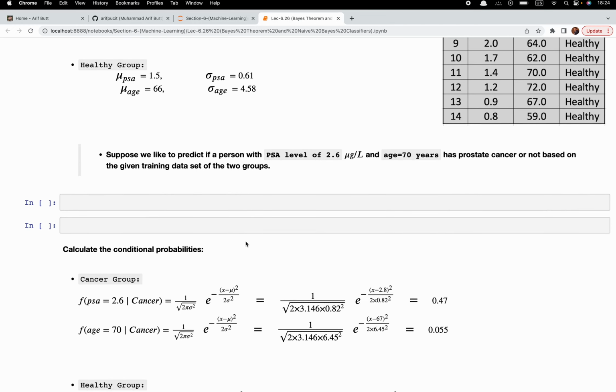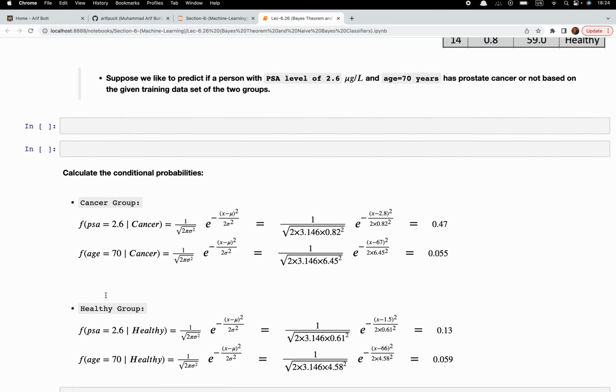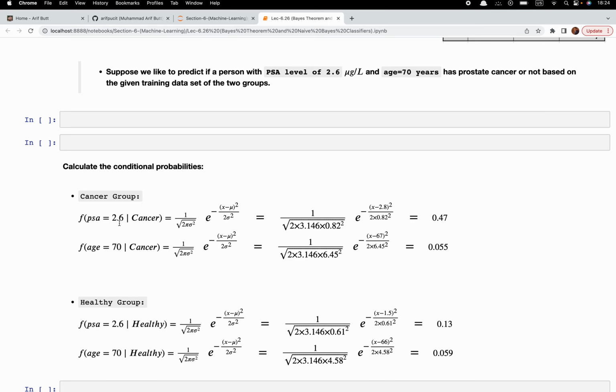And now we calculate the conditional probabilities for both the groups. First I have calculated the value of the probability density function for PSA equals 2.6 given cancer, which comes out to be 0.47. Then I have calculated the value of the probability density function for age equals 70 given cancer, which comes out to be 0.055. Similarly you can calculate for the healthy group as well. Please spend some time to do these calculations yourself.